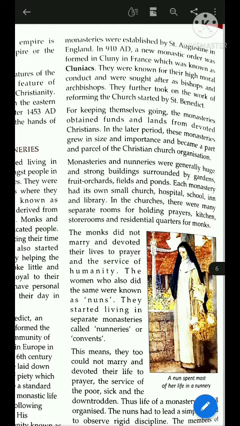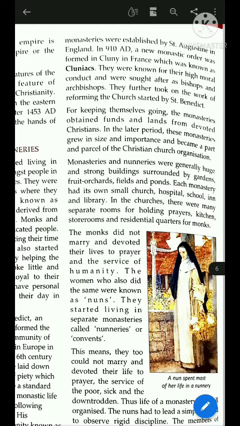In the later period, these monasteries grew in size, and after some years their number increased, and their importance also increased, and they became a part and parcel of the Christian church organization.